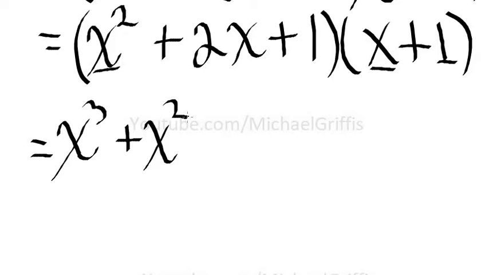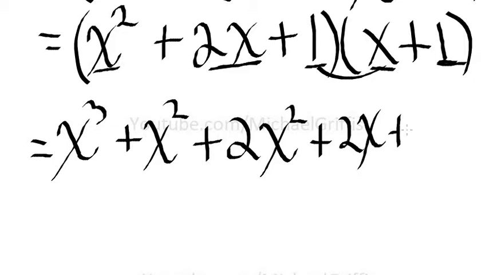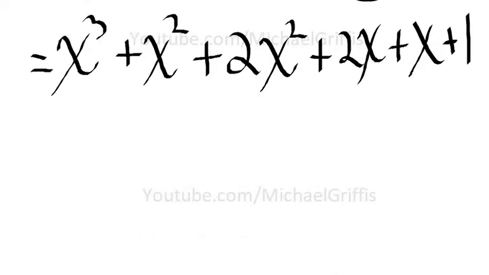Now let's go to the next term. 2x times x gives us 2x squared, and then 2x times 1 gives us 2x. All right, let's go to the next one. So 1 times x is just x, and then 1 times 1 is just 1. Hey, I think that was a little different than the last time we did that, but it all works out.